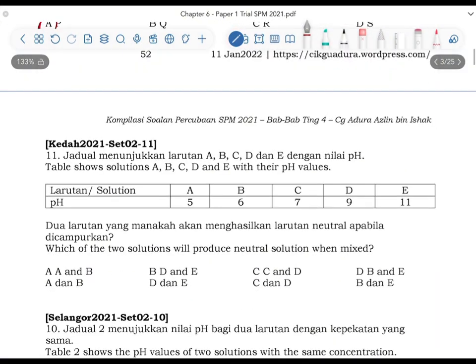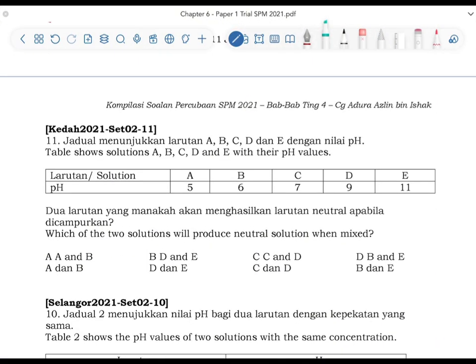Okay, let's look at this question. This table shows solutions A, B, C, D, E with their pH values. The question is asking which two solutions will produce a neutral solution when mixed. A is an acid, B is also an acid because the pH value is less than 7. When pH equals 7, it is a neutral solution, meaning it is not acid and not alkali. So D and E will be alkali automatically since the pH is more than 7. This is very easy. I hope you master this knowledge. Which solutions will produce a neutral solution when mixed?